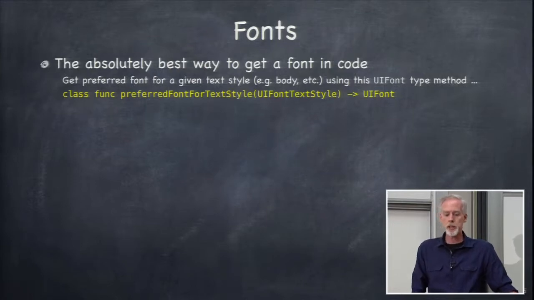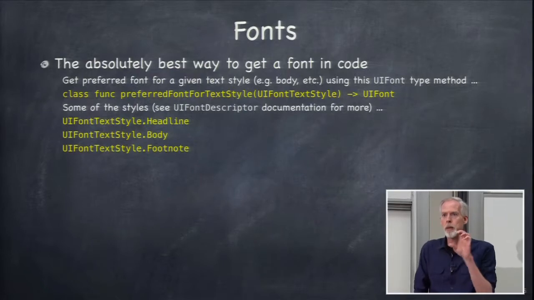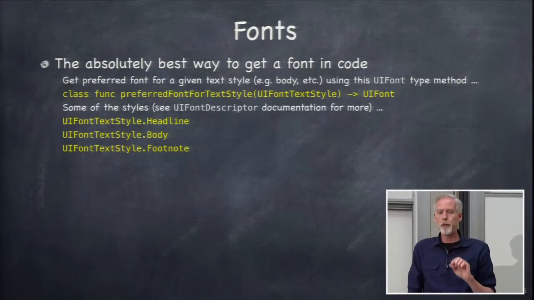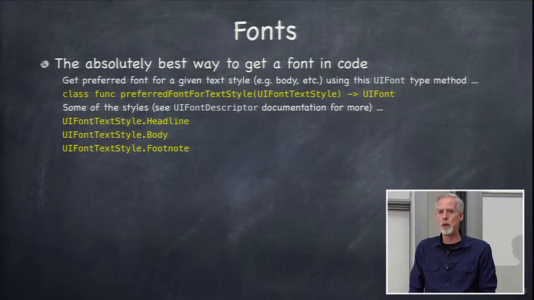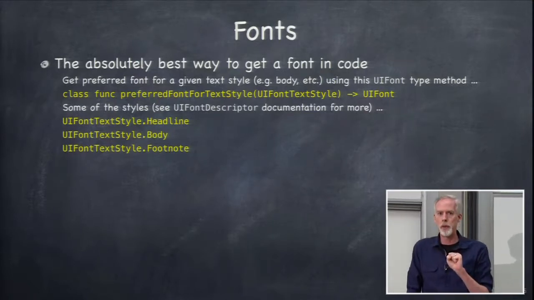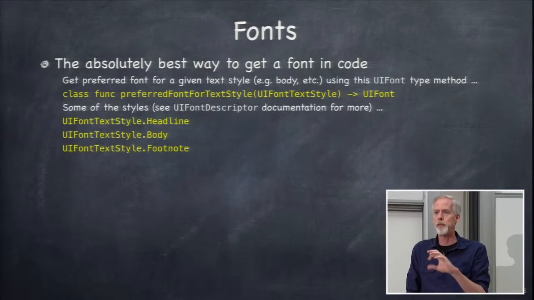Okay? The text style is something like a headline or a body. Okay, the body would be like the main content that your user is looking at. Headline might be like a title at the top. Footnote might be a small little thing mentioned at the bottom. Okay, and there's a whole bunch more of these text styles. And so you're going to ask the system, give me the preferred font for that style. The font includes a size. Okay, UIFonts include the size as well as the face.